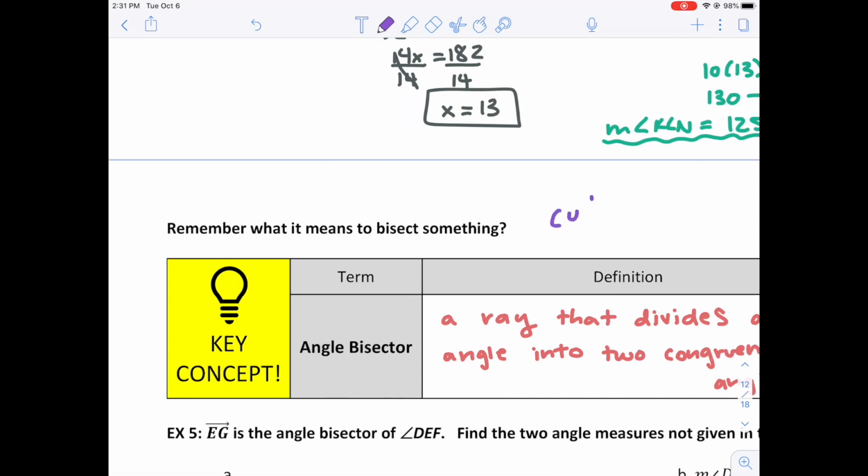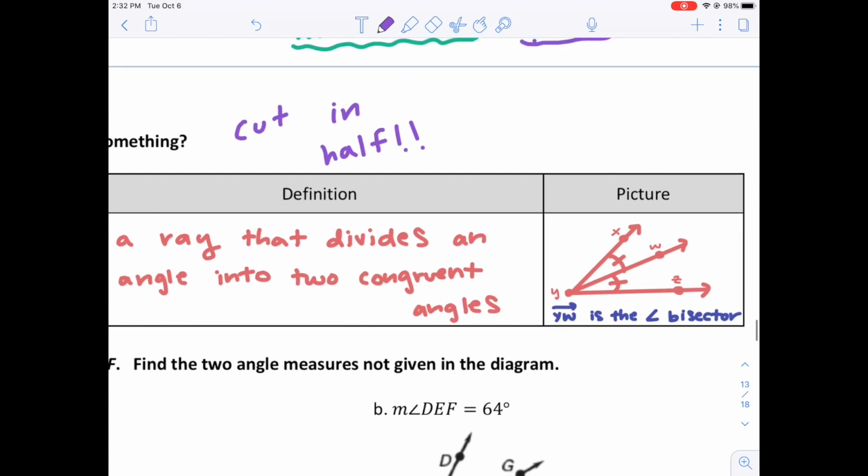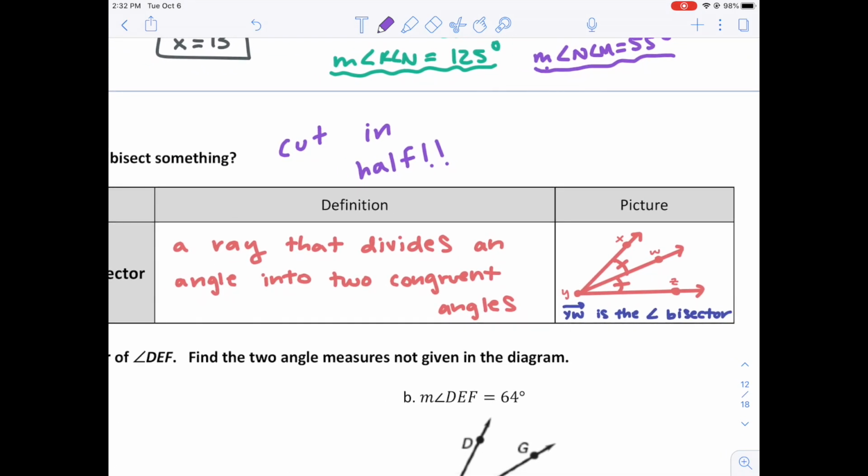And bisecting just means to cut in half. So if you have any type of bisector, that thing in geometry is cutting something in half. So if you look under key concept, write down the definition. Angle bisector is a ray that divides an angle into 2 congruent angles. Remember that congruent angles have the same angle measure. So if you look at this picture, I have angle XYZ that has been chopped in half by ray YW. So ray YW is the angle bisector.